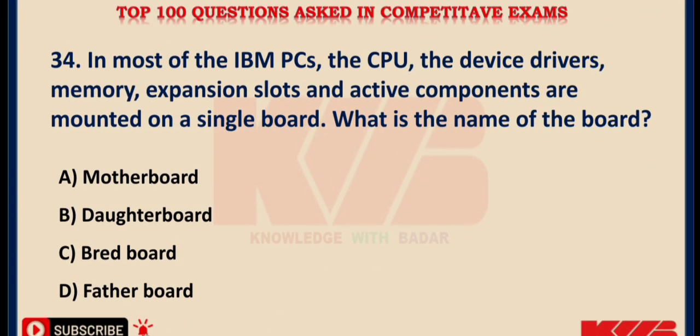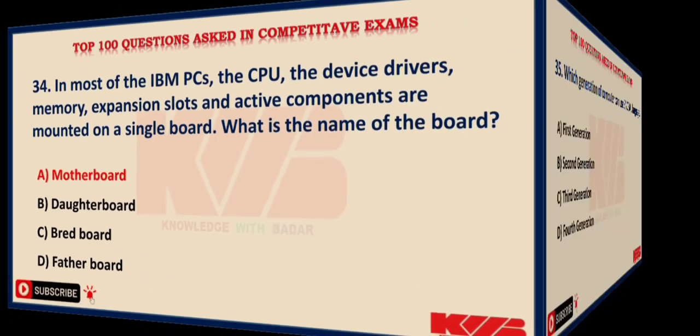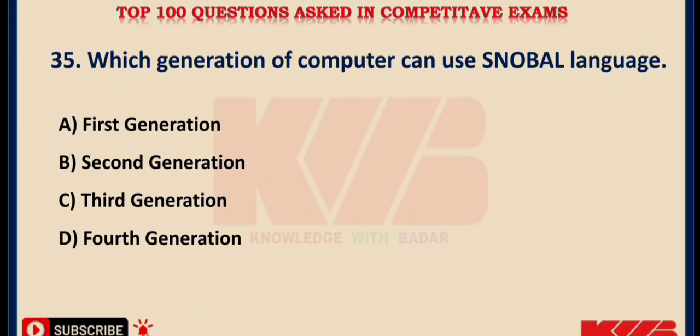The next question. In most of the IBM PCs, the CPU, the device drivers, memory, expansion slots, and active components are mounted on a single board. What is the name of the board? Motherboard, daughter board, breadboard, or the fatherboard? And the correct answer is motherboard. Which generation of computer can use Cobol language? First generation, second generation, third generation, or the fourth generation? And the correct answer is third generation.